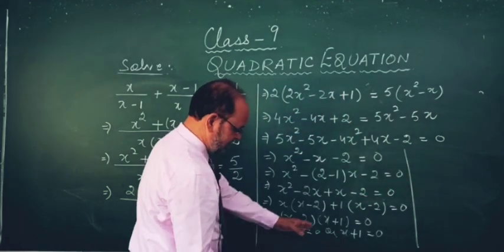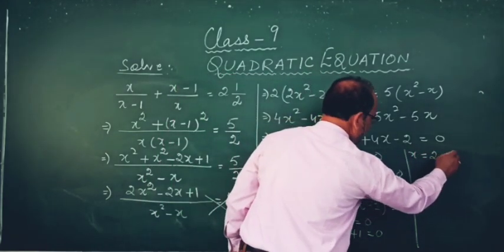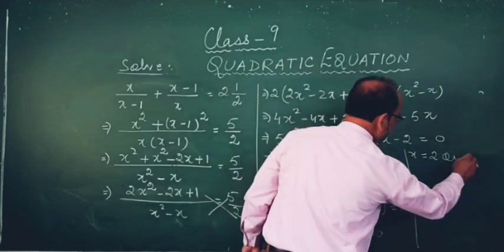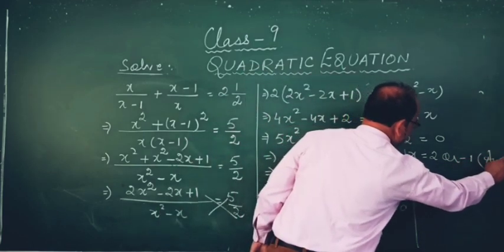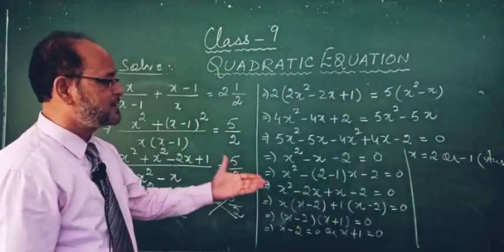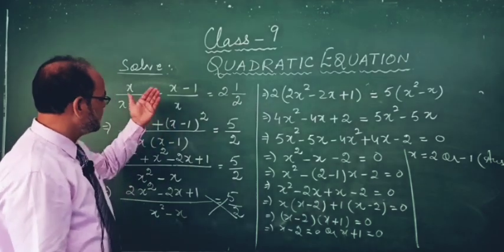When you will take negative 2 to other side, it will be x is equal to 2, or here when you will take 1 to other side, it will be negative 1. This is the answer of your this given question. x is equal to 2 or x is equal to negative 1.